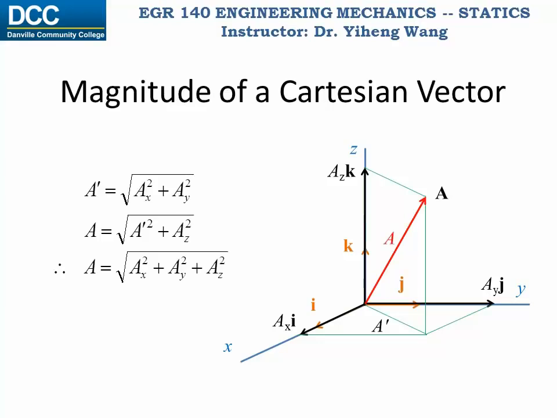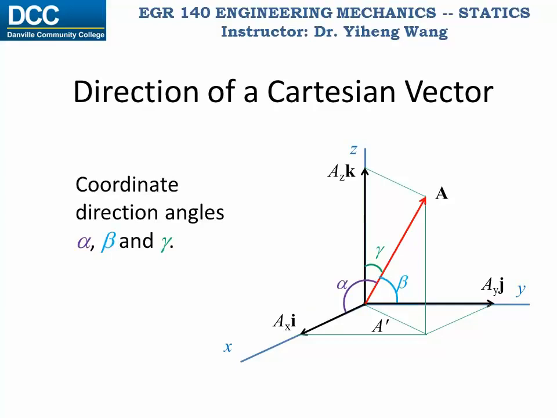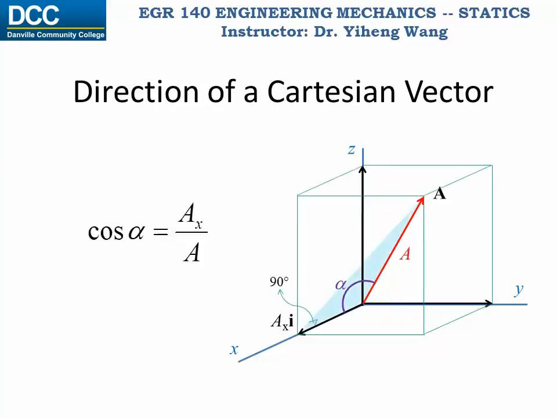And by applying the Pythagorean theorem twice, we can derive that the magnitude of the vector A equals to the square root of AX squared plus AY squared plus AZ squared. To describe the direction of the vector, we can use the coordinate direction angles alpha, beta, and gamma. Alpha is defined as the angle between the vector and x-axis, and similarly, beta and gamma are angles between the vector and the y and z-axis respectively.